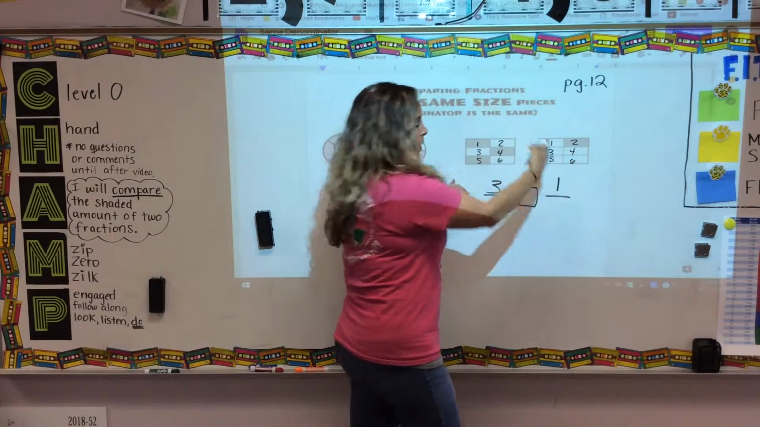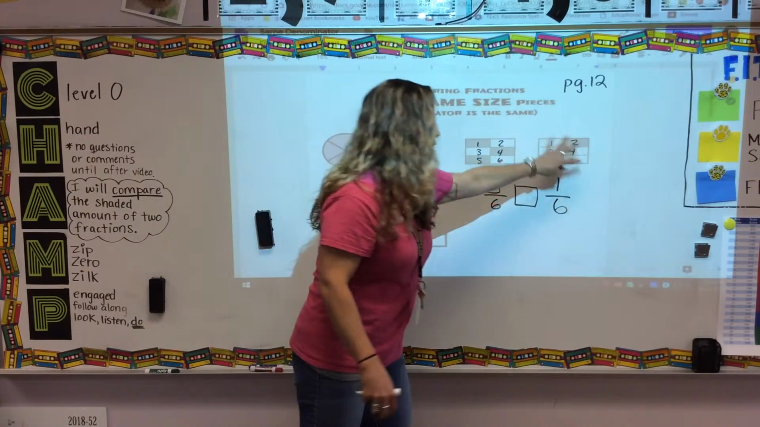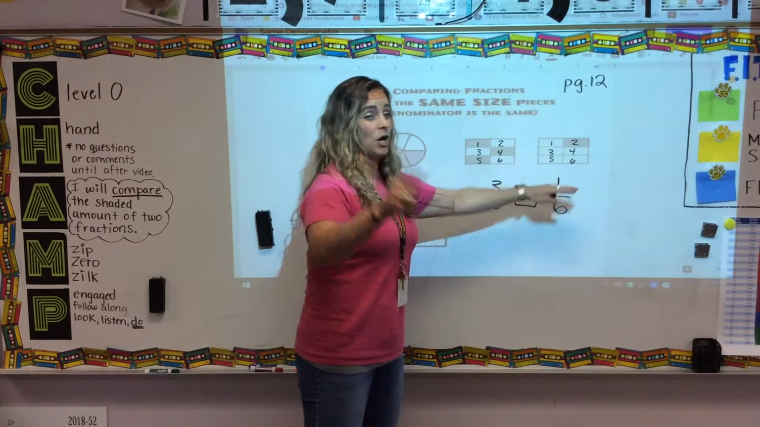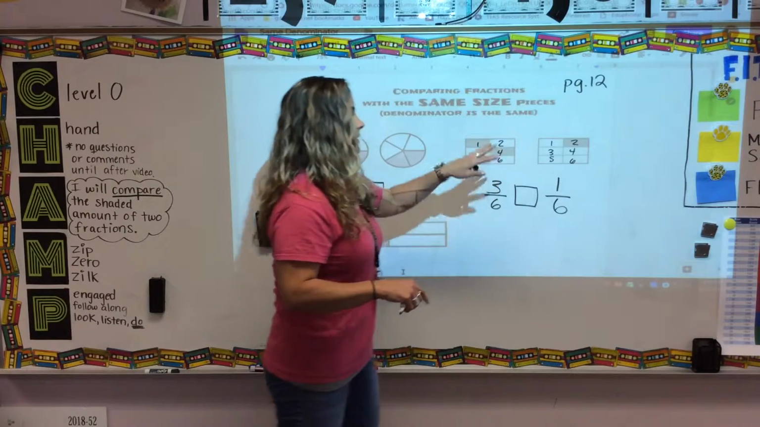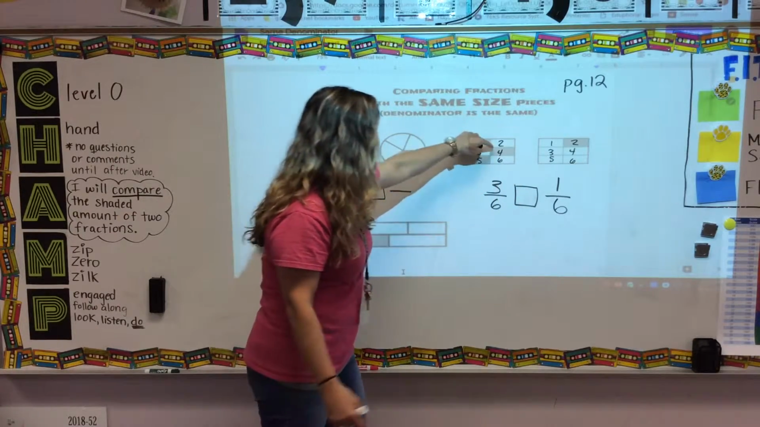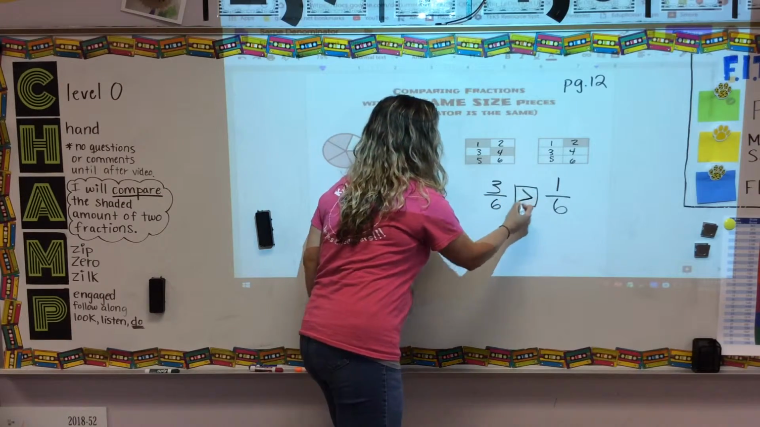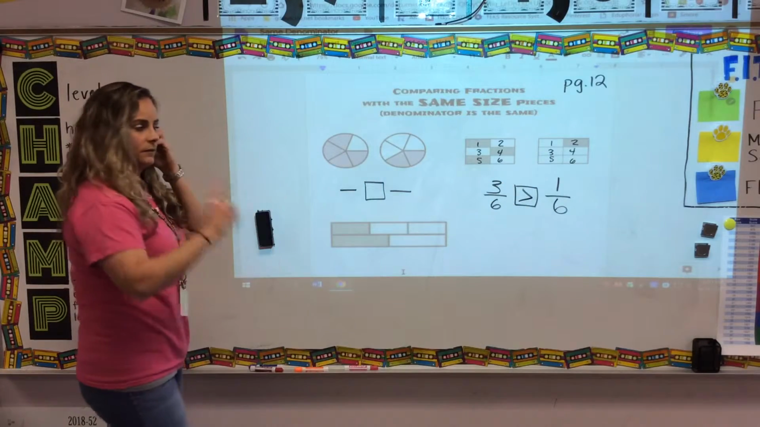But the most important part, I've got to figure out what my denominator is, and that's how many parts. Okay, so they both have the same number of parts in the whole, 6. But clearly, this one has more shaded. 1, 2, 3 are shaded versus 1 part. So we say 3/6 is greater than 1/6.